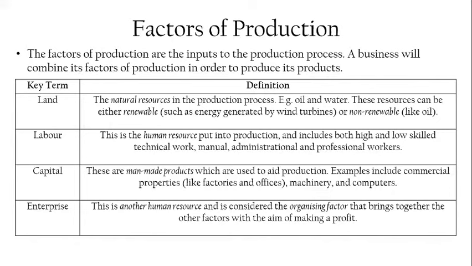Someone to buy the land and buy the supplies, the raw materials that we're going to use, someone to employ the labour, and someone to purchase the capital and make sure that they're all there at the right time in order to produce the products with the aim of making a profit. So the enterprise you can think of as the organising factor of the other factors of production. You can remember these by using the acronym CELL, C-E-L-L. That helps you remember the four factors of production.